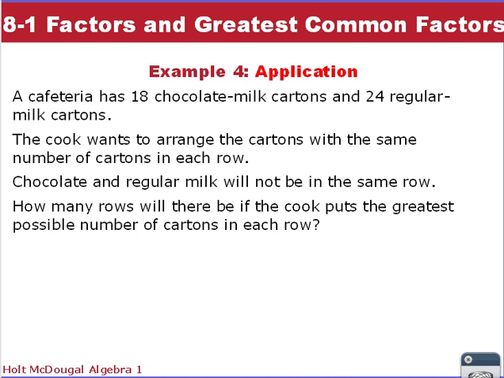And now we have a story problem. A cafeteria has 18 chocolate milk cartons and 24 regular milk cartons. The cook wants to arrange the cartons with the same number of cartons in each row. Chocolate and regular milk will not be in the same row, so row chocolate and row regular. How many rows will there be if the cook puts the greatest possible number of cartons in each row?